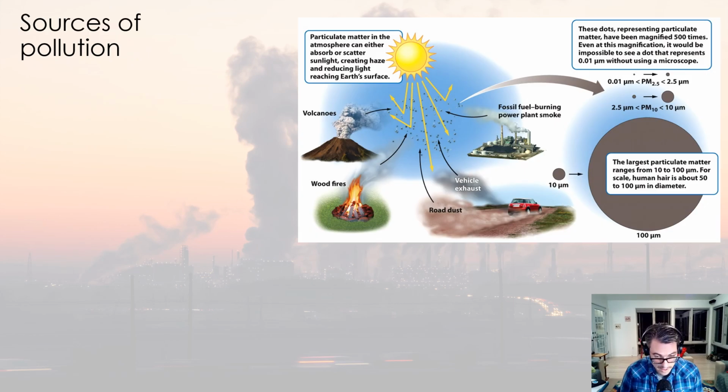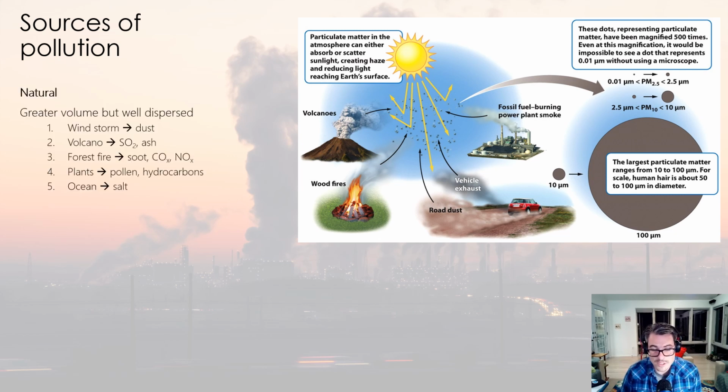In this preliminary discussion of air pollution, we'll focus very generally on the sources of pollution. Natural sources include things like windstorms that kick up dust and particulate matter that gets suspended into the atmosphere, volcanoes that release sulfur dioxide and ash, forest fires that as part of their chemical combustion processes release carbon oxides and nitrous oxides and soot, plants that can release pollen and hydrocarbons, and ocean that can kick up salt.